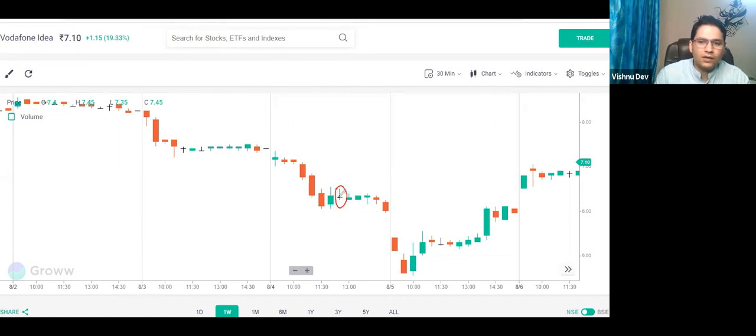Right, where opening and closing are the same, tell me, if opening and closing are the same, then there's no color, right? Simple. If opening and closing are exactly the same, will there be any color? No. Understood? Then what are the names of these, sir? What I just said, the names of all the candlesticks, right?